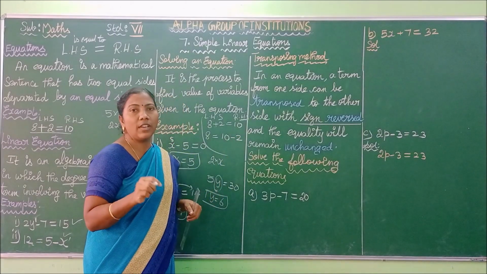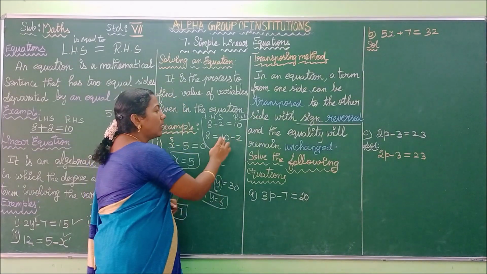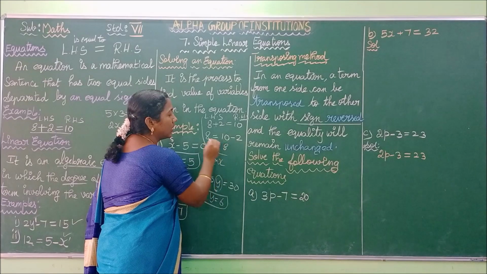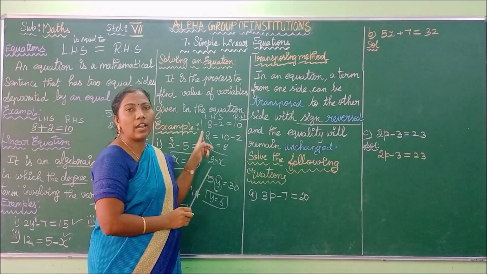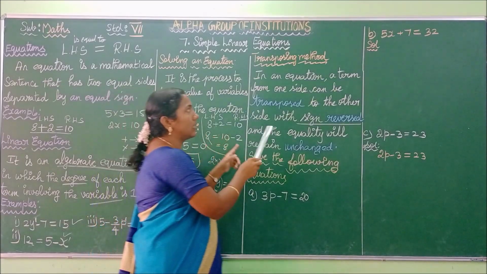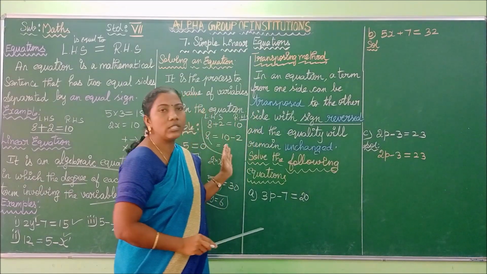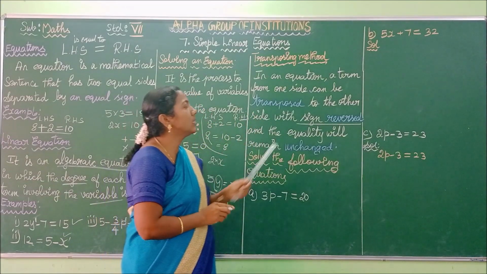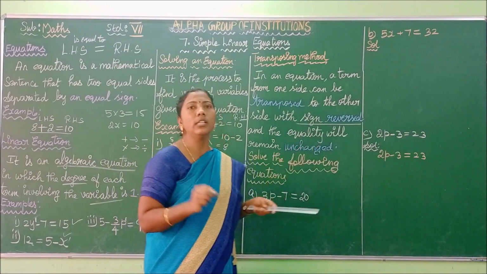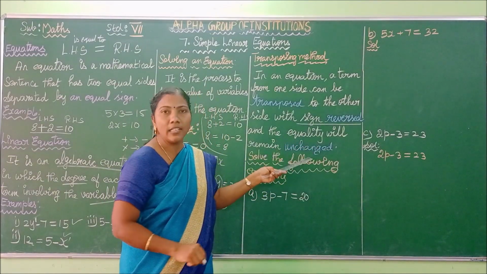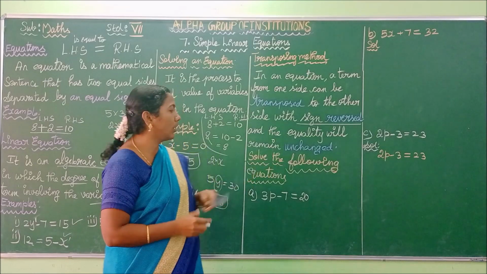Now we have to check whether the value is changed or not. What is the value of 10 minus 2? 8. See, 8 equal to 8. Thus the value remains the same. That's why they say in the transposing method, while you bring a term from one side to another, you must reverse the sign. Then only the equality will remain unchanged. Do you understand, children? Okay, see here.